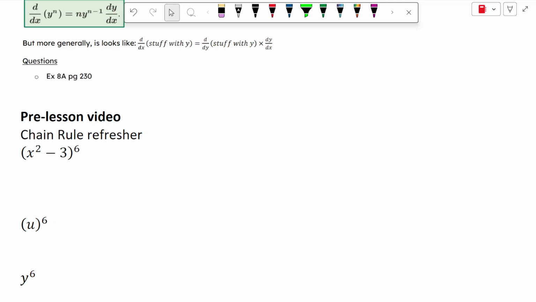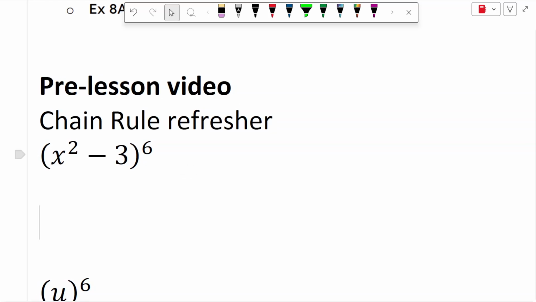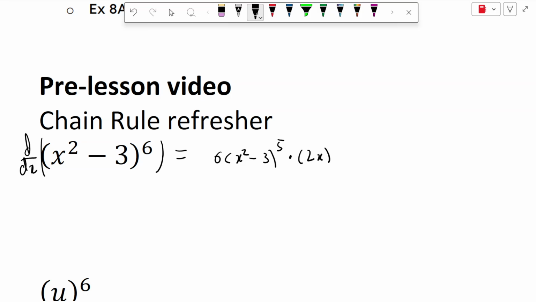In this video, we're looking at implicit differentiation. First, we'll start off with the chain rule. If I want to differentiate something like (x squared take 3) to the 6, normally the notation is d by dx in front of all that. And it's going to equal, well, 6 lots of (x squared take 3) to the power of 5 times the derivative of the stuff inside, so that's 2x.